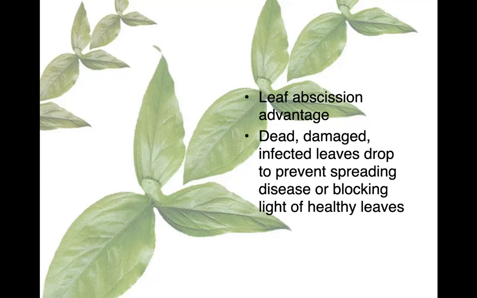Leaf abscission is an advantage. Any dead, damaged, or infected leaves drop to prevent the spreading of the disease or blocking light of healthy leaves. I have a bunch of chili plants outside that grade 12 started growing last year when they were studying these units that you guys are. A month ago, we had quite a cold snap. It was cold for a few days, and all of my chili plants went through some serious leaf abscission. They were dropping leaves like crazy, I think because they were shocked by the cold. So this helps to minimize water loss in the winter.